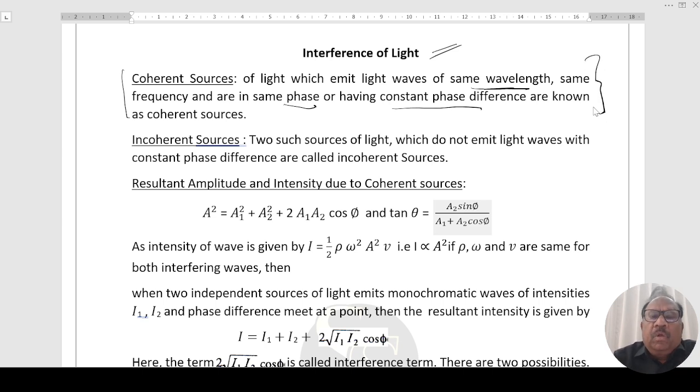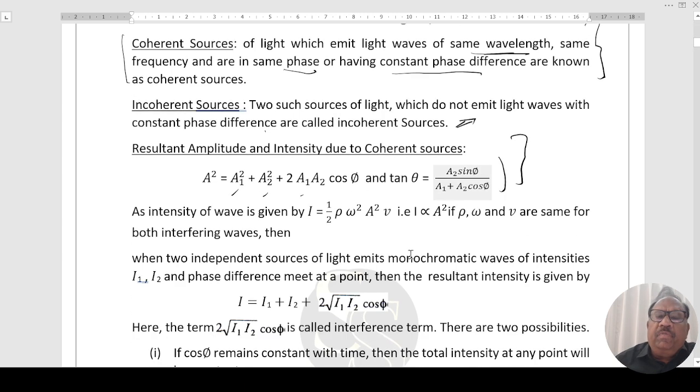Incoherent sources: two such sources of light which do not emit light waves with a constant phase difference are called incoherent sources, meaning the phase difference continuously changes. The resultant amplitude or intensity due to coherent sources is given by a1 square plus a2 square plus twice a1 a2 cos phi, where the angle is phi.